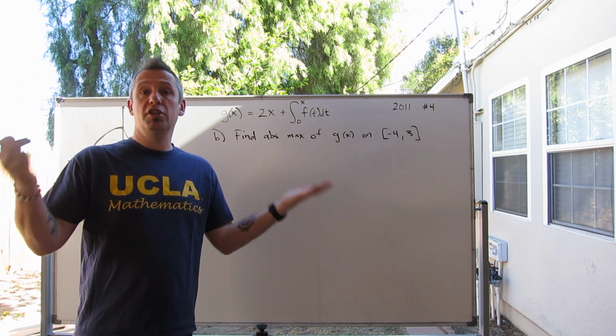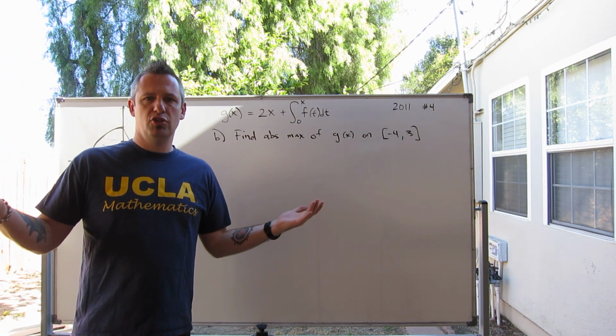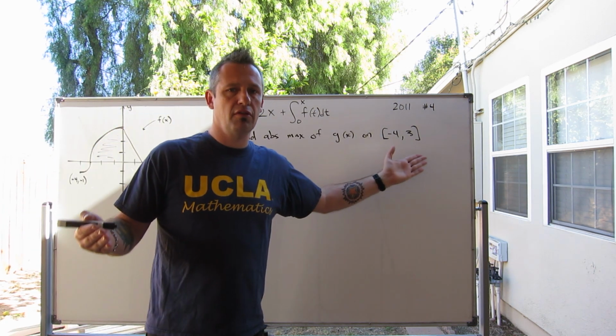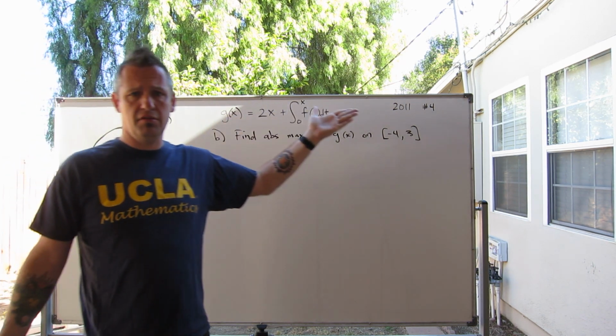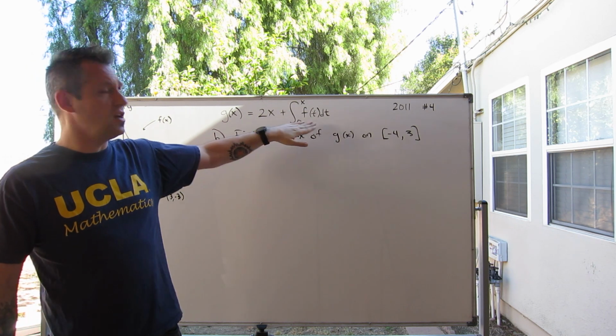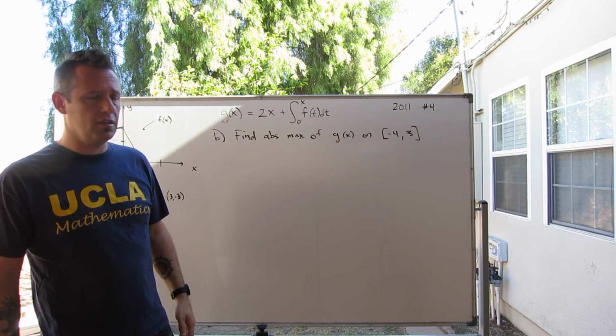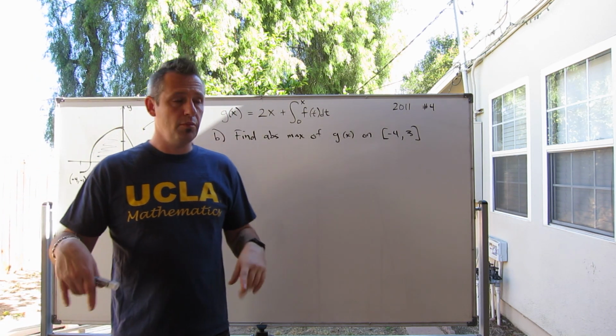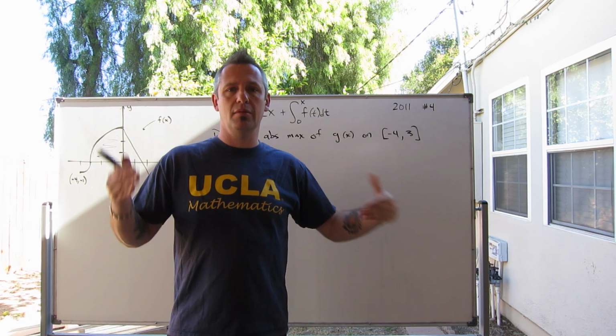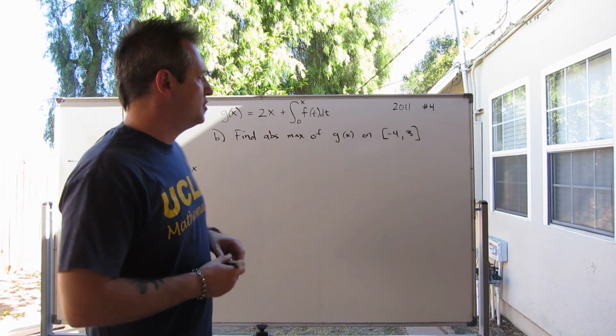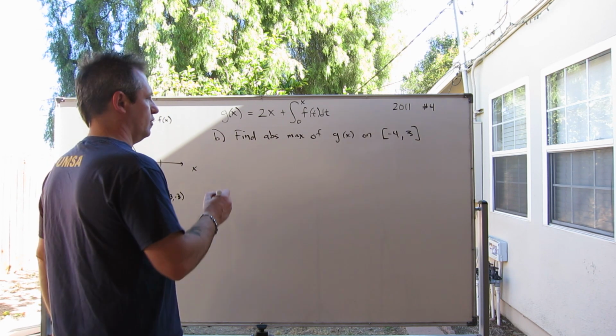So pretty straightforward. The way you find the absolute max of a function on a closed interval, a continuous function, which this is in fact a continuous function, it's the sum of two continuous functions, so it is continuous, is by finding all the critical numbers that are inside your interval and comparing them to what's going on at the endpoints. So here we go. First step then is to find the critical numbers.